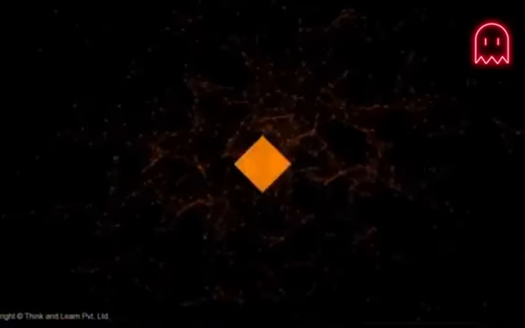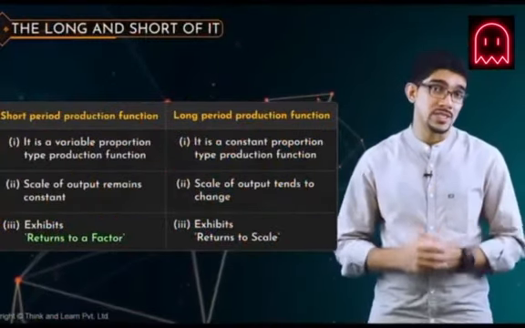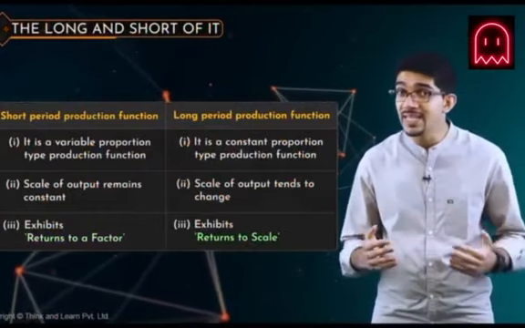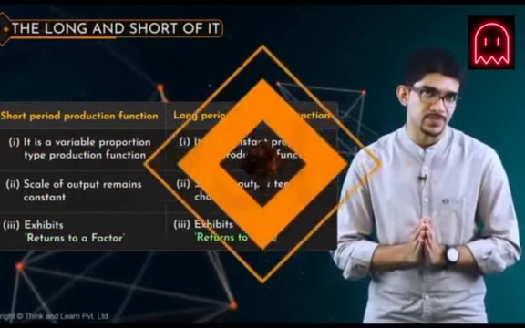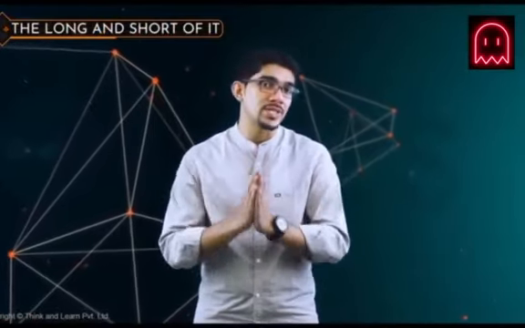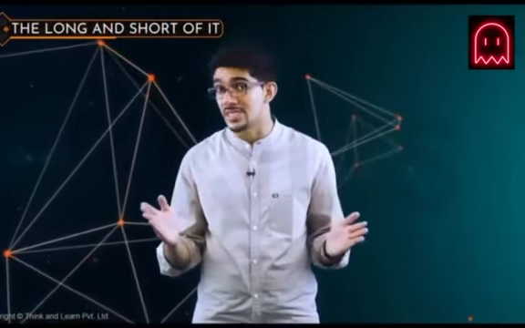Thus, returns to a factor is a short-period concept or a short-run concept, and returns to scale, on the other hand, is a long-run concept. We can now wind up the discussion relating to short-run and long-run production function by highlighting the following points of contrast between the two concepts, as you can see here.